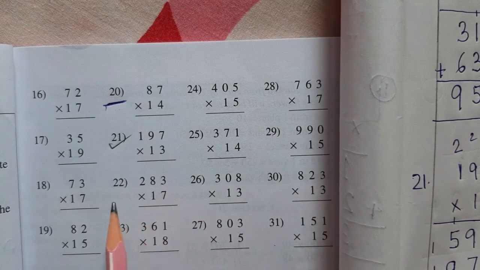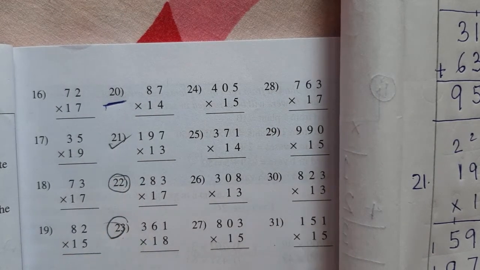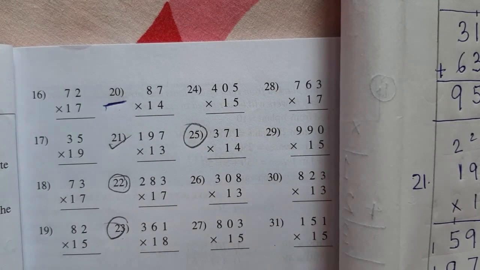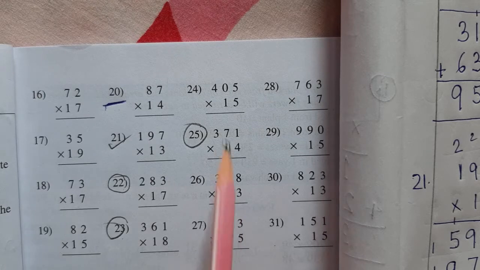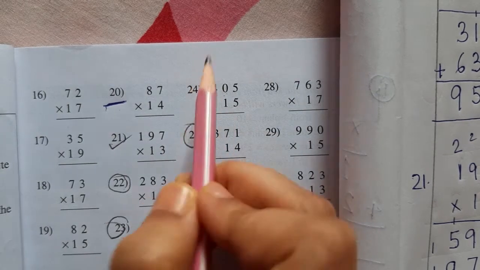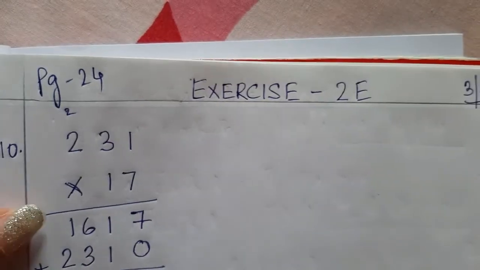You do question number 22, 23 on your own, and do 25. Okay, now you see in these sums you have a 0 here. So let's solve a question which has a 0 in the middle. So let me do question number 24.